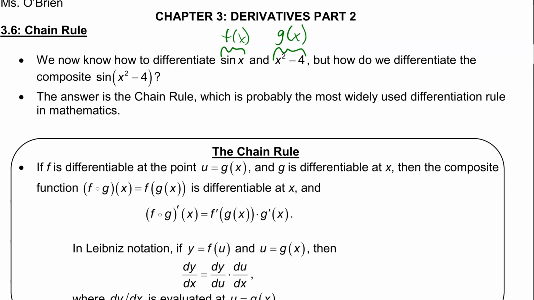But what about if we have a composite? So this is exactly what you were talking about before, right? Fog and Goff. So what if I have a function inside a function, right? It's going to be a composite. So what if I have f of g of x? How do we actually differentiate this? So it's called the chain rule. Have you guys ever made those paper chains? They're all connected.